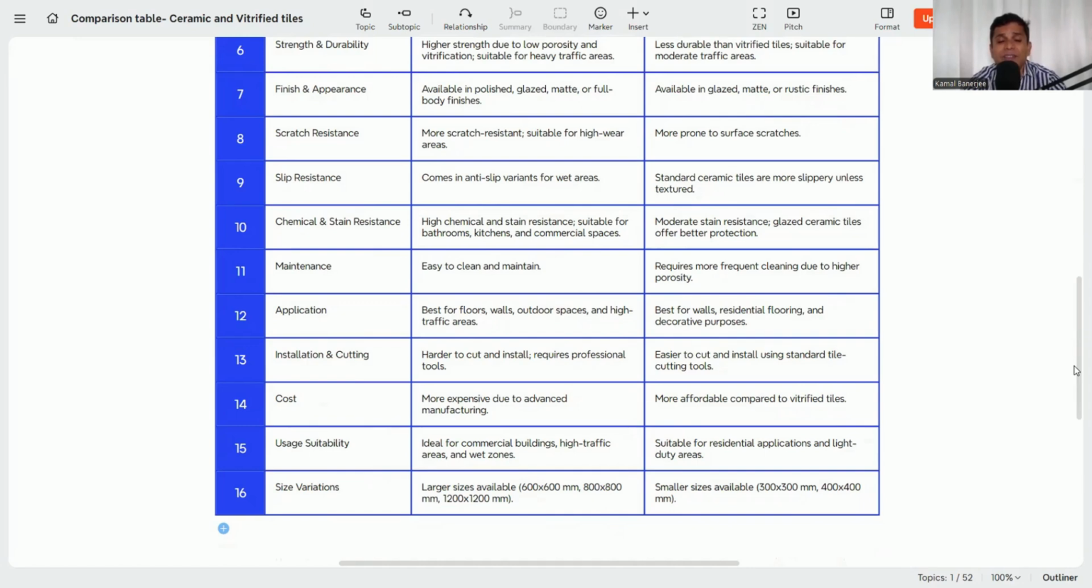And what about size variation? The largest sizes are available in vitrified tiles, that is 600 by 600, 800 by 800, 1200 by 1200, and any other shape. But ceramic tiles come in smaller sizes, maybe 300 by 300 and 400 by 400. So these are all about the comparison between ceramic and vitrified tiles.